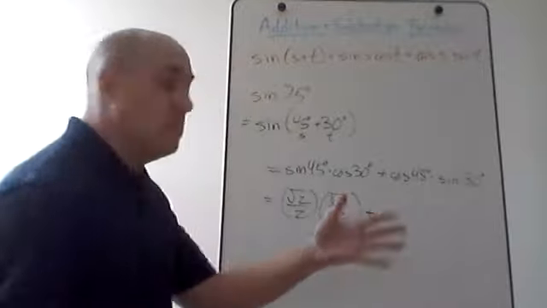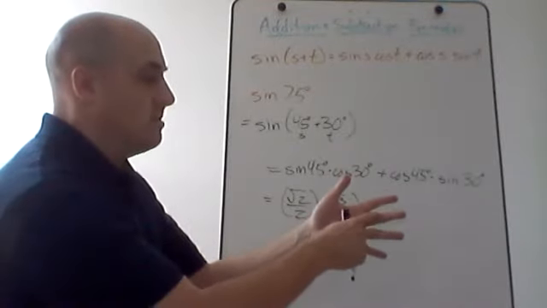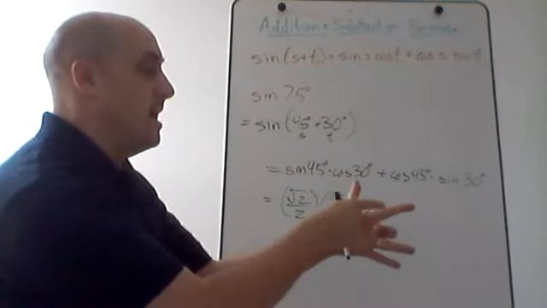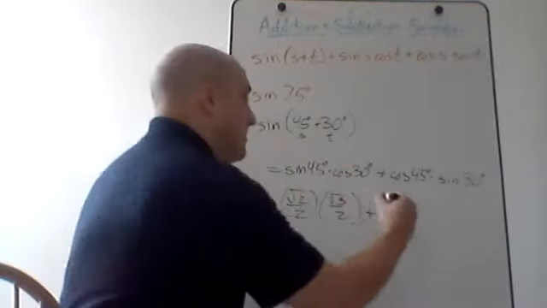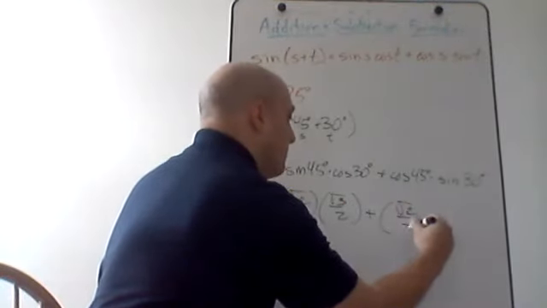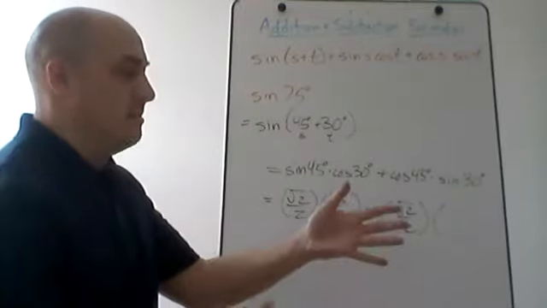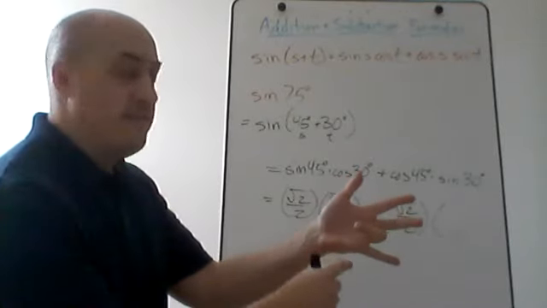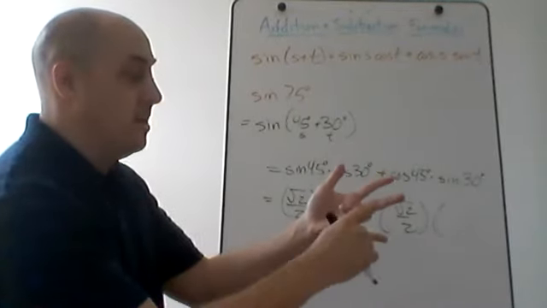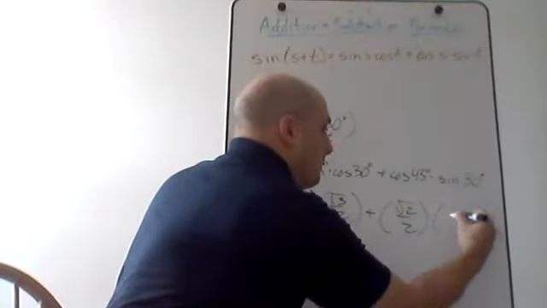All right, plus cosine of 45 degrees. Here's my middle finger, 45 degrees. Cosine is the x, the number of fingers above. That's square root of 2 over 2. And then sine of 30 degrees. 30 degrees, once again, is my ring finger. Sine is the y, which is the number of fingers below, which is 1 over 2.